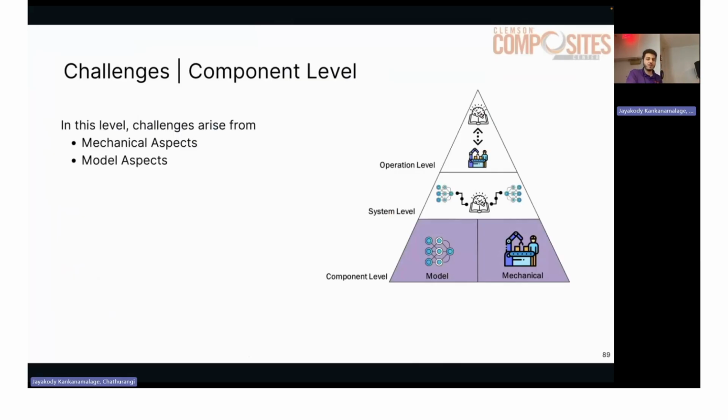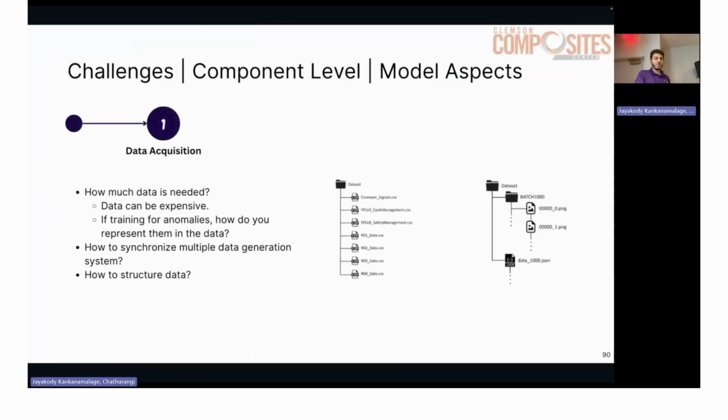At the component level, there are two different sides that I need to think about. There is the model side, and then there's the mechanical side. Here I call them mechanical aspects and model aspects. For the model aspects, the first thing we need to think about is data.